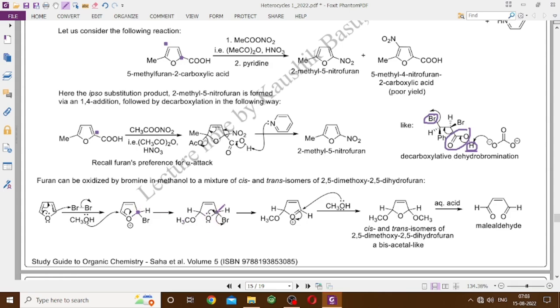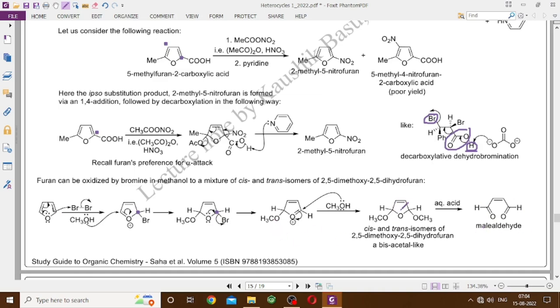Look carefully. From this position, bromine can leave and the corresponding carbocation can be stabilized by the oxygen, giving rise to another oxocarbenium ion, which is immediately quenched by another molecule of methanol. So you have a bis-acetal, which will undergo acid catalyzed ring opening to give you the corresponding aldehyde. This one here is from furan. It is the aldehyde version of maleic acid, so we call it maleialdehyde.